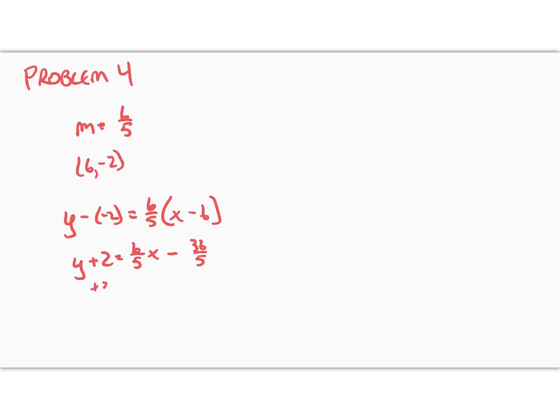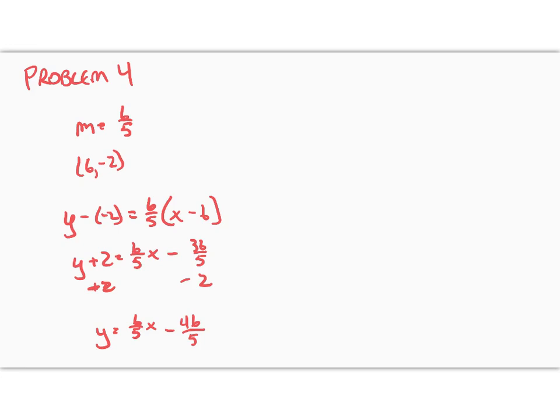Then we subtract 2 from both sides. Y equals 6 over 5x. And -2 becomes -10 over 5. So -36 minus 10 is -46 over 5.